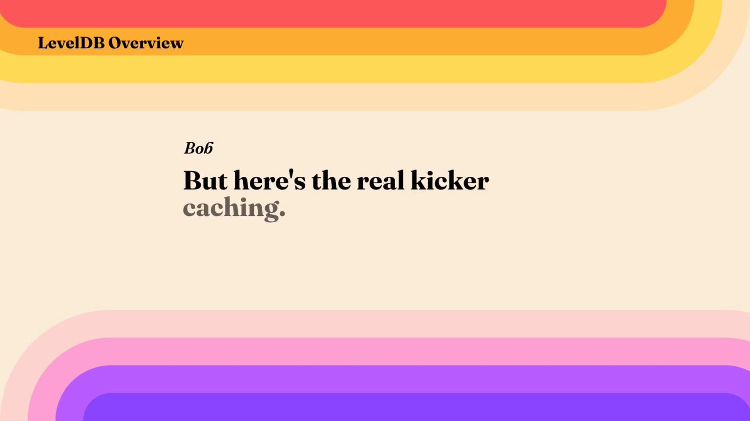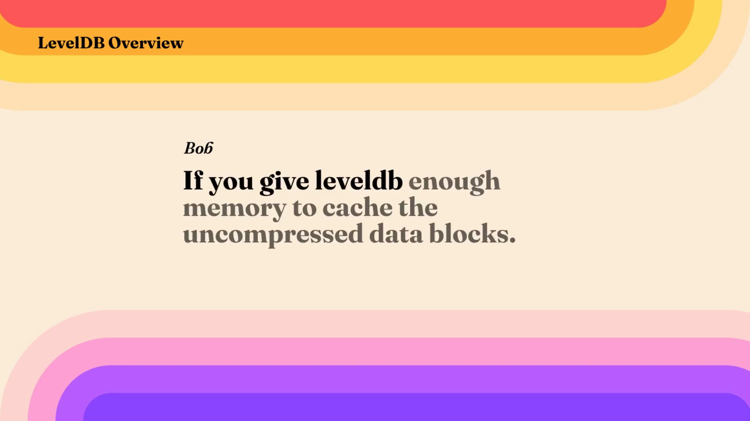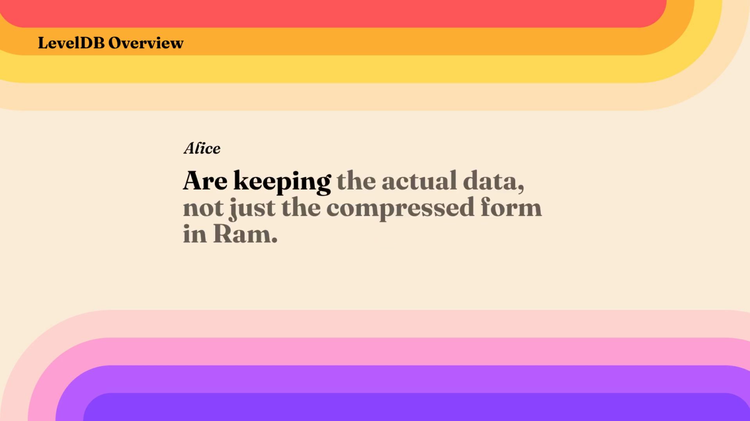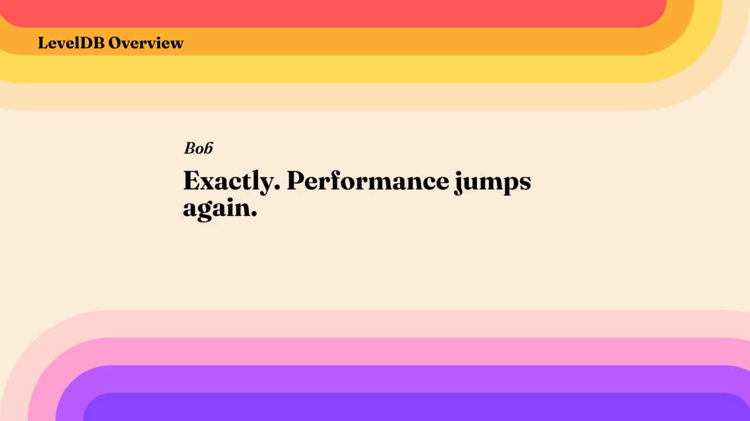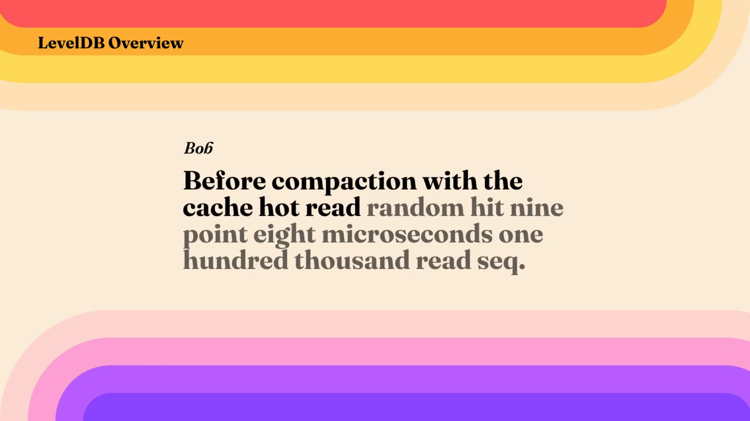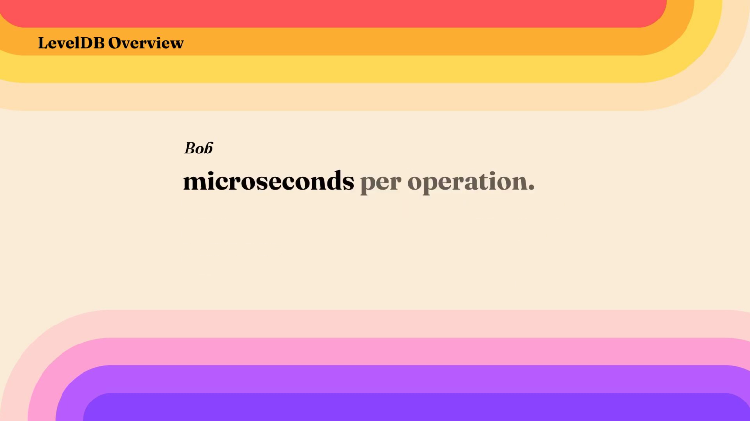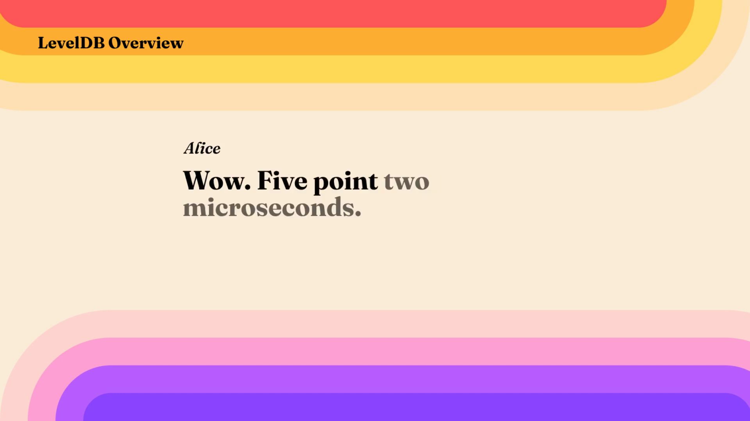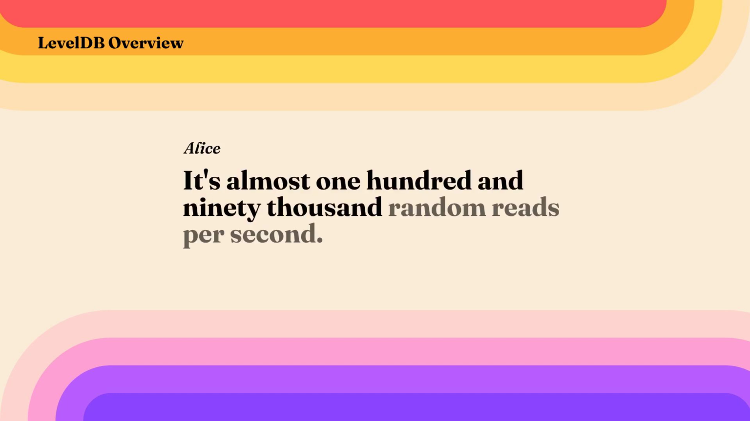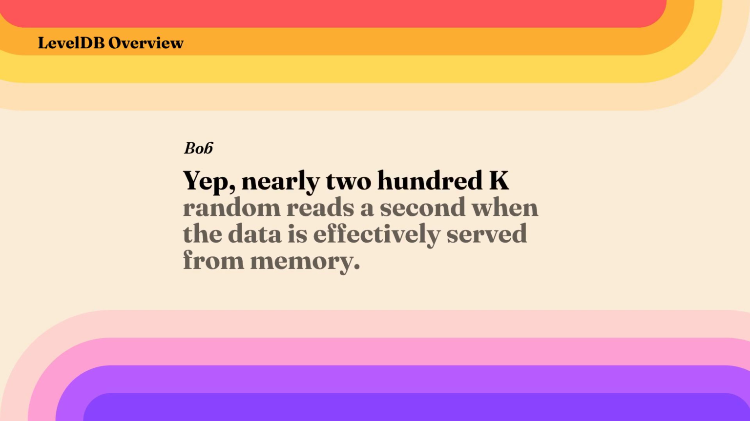Definitely. But here's the real kicker, caching. If you give LevelDB enough memory to cache the uncompressed data blocks. Ah, keeping the actual data, not just the compressed form, in RAM. Exactly. Performance jumps again. Before compaction with the cache hot, readrandom hit 9.8 microseconds, 100,000 reads/sec. But after compaction with uncompressed blocks cached, readrandom dropped to an amazing 5.2 microseconds per operation. Wow, 5.2 microseconds. That's almost 190,000 random reads per second. Yep, nearly 200K random reads a second when the data is effectively served from memory.